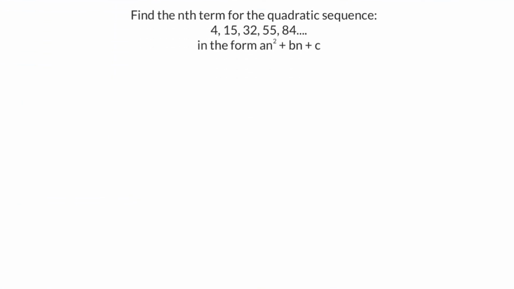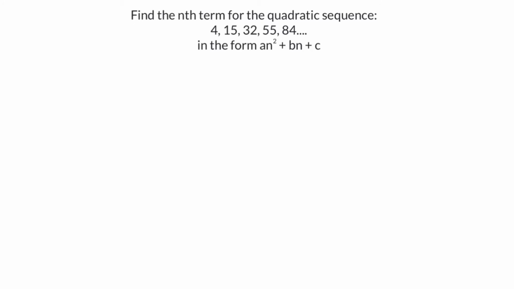So to find the nth term for the quadratic sequence 4, 15, 32, 55, 84 and so on, in the form an squared plus bn plus c, we're going to have a look at the step-by-step process. The first thing to note is that the difference between each of the terms in the sequence is getting bigger each time, so we know it's not a normal linear equation. The other thing to note is the form that they want us to write the answer in. It looks like a usual quadratic equation.